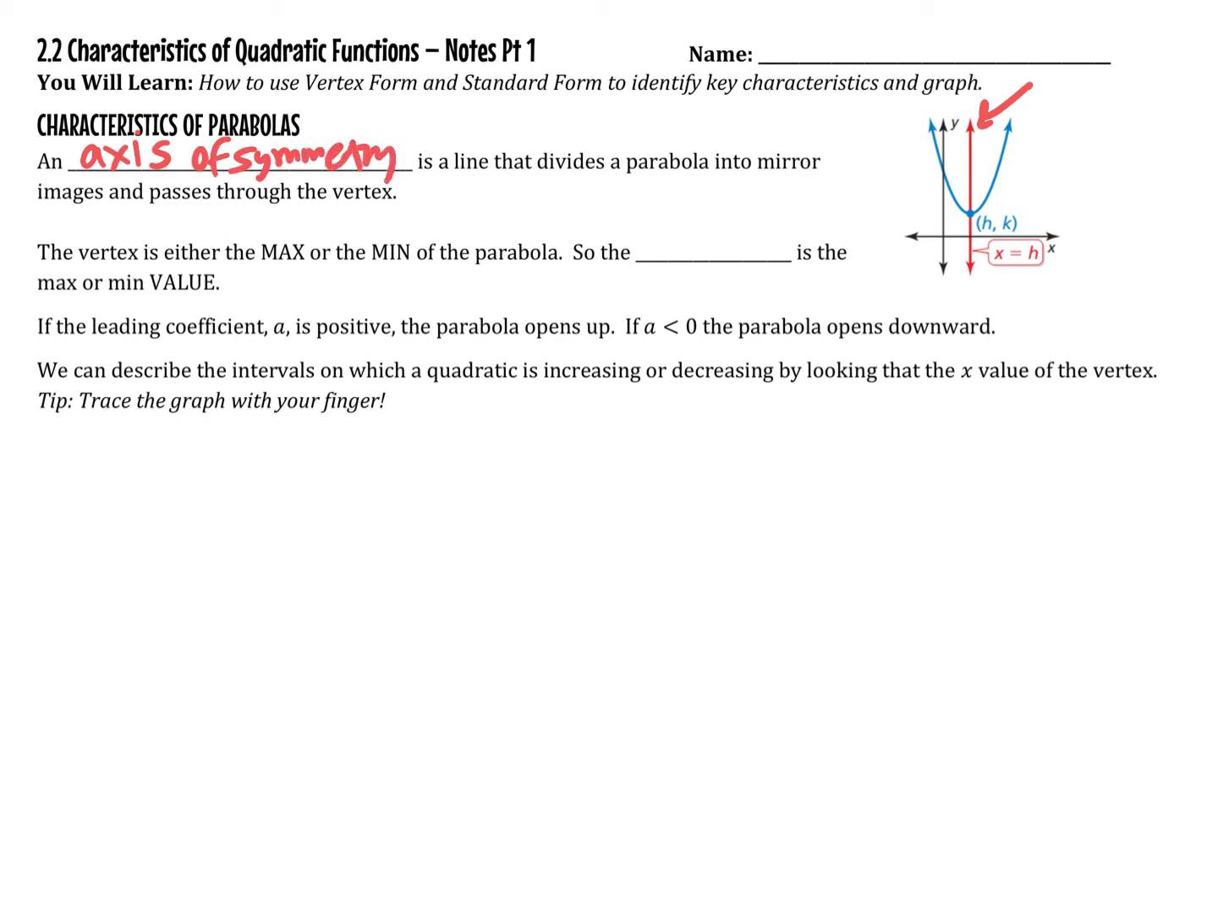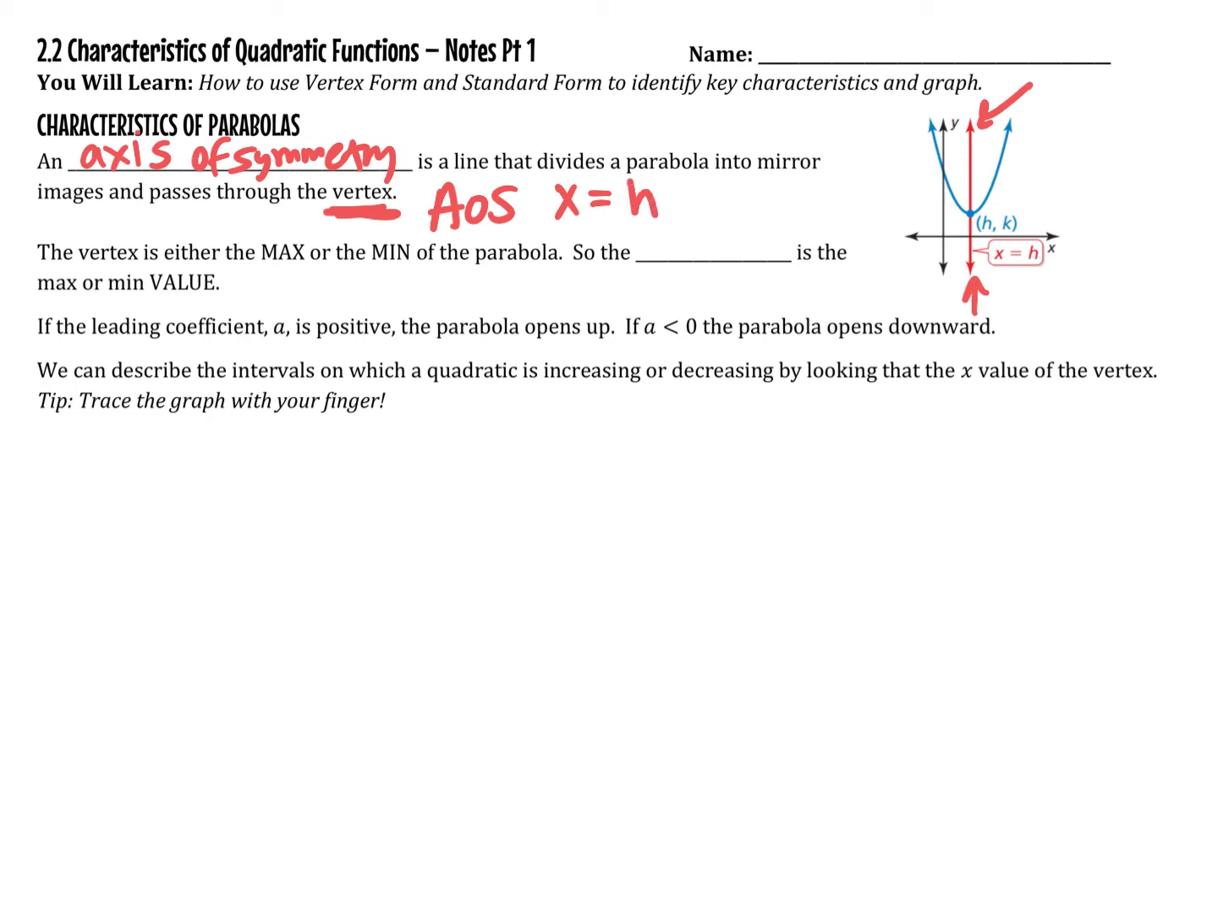that divides the parabola into mirror images so that you could fold it along this line and everything on the left would line up with everything on the right. So that's going to be true for every quadratic function. Every quadratic function has an axis of symmetry, and that axis of symmetry always passes through the vertex. So that axis of symmetry is always the line x equals whatever the x value of the vertex is, and we've been referring to that as h.